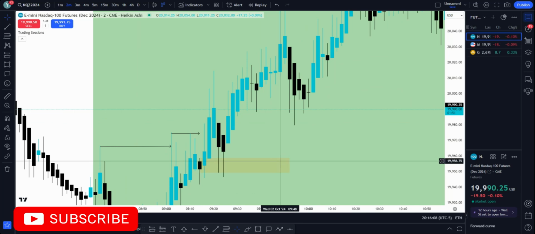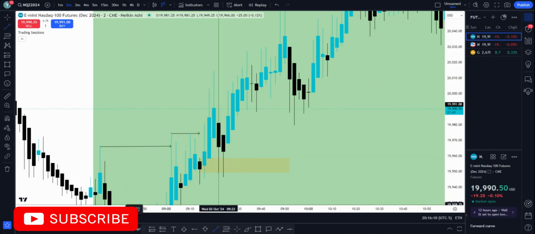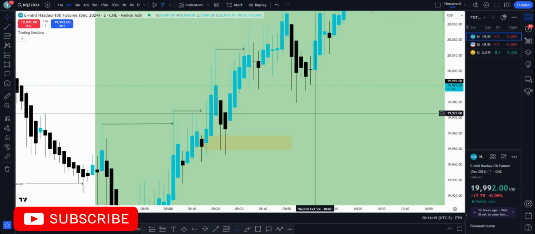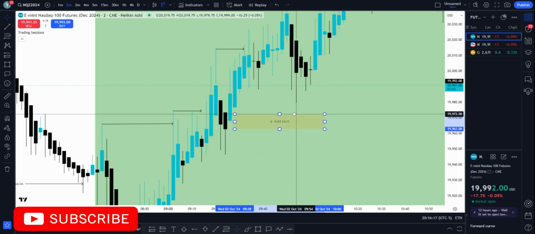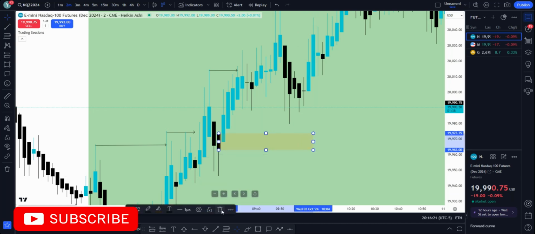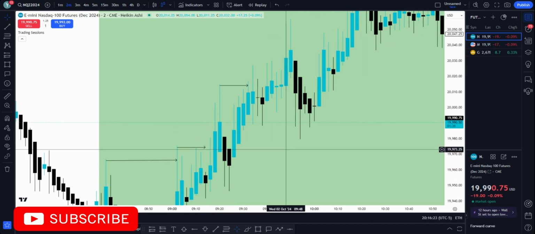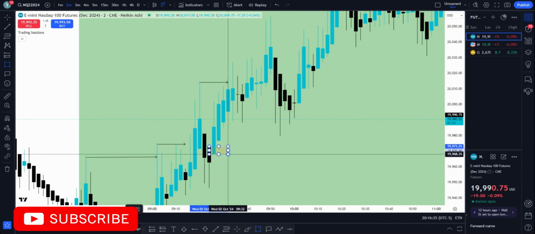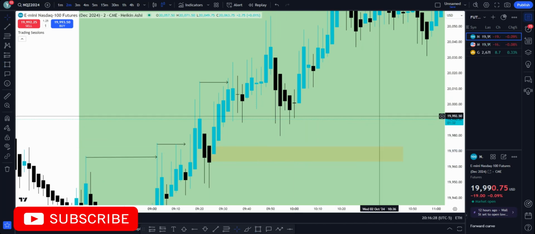So we had breaker structure over here. Breaker structure happened over here. We had this order block. As you can see, the market didn't come back to tap it. So we're gonna leave this open. This order block's open because the market never came back to tap it.